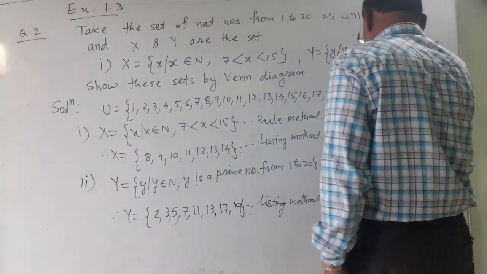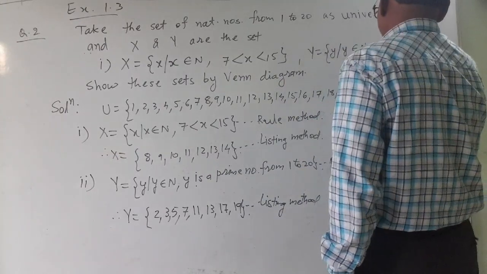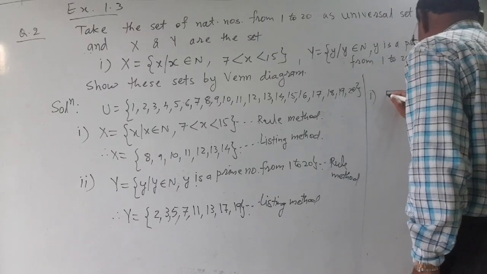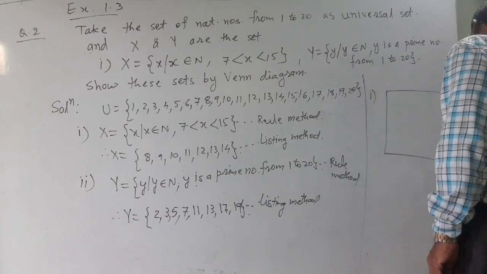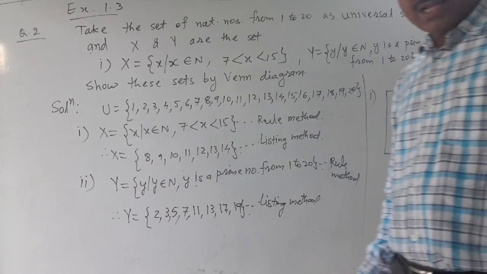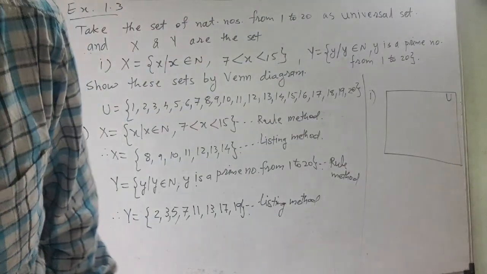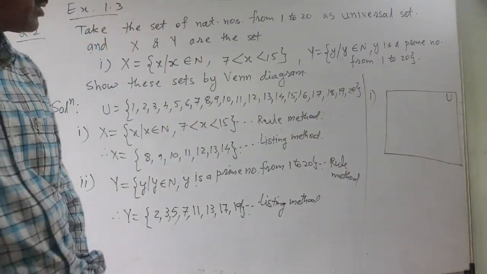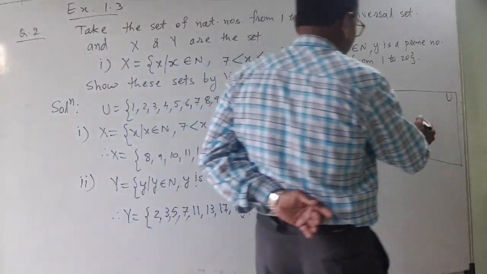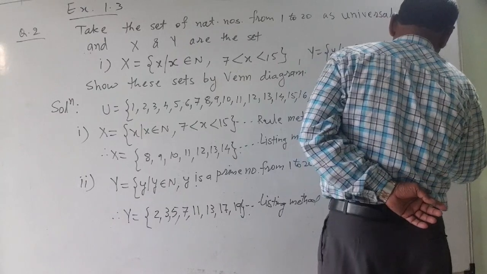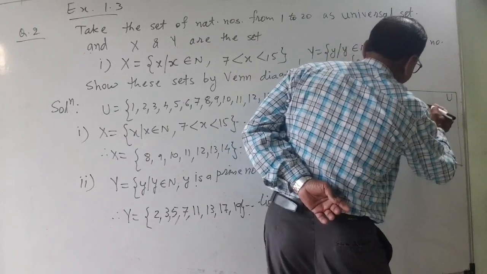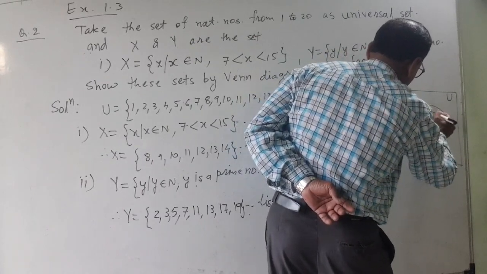Now for the first, I will draw the Venn diagram first. Place is small. This is the universal set U. Here I will give the name U. What are the elements? That also we have to mention now. First of all, the X set, that I will first write here. This is your X. This is the X set.